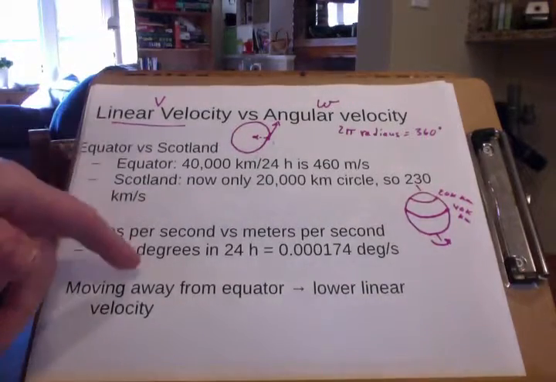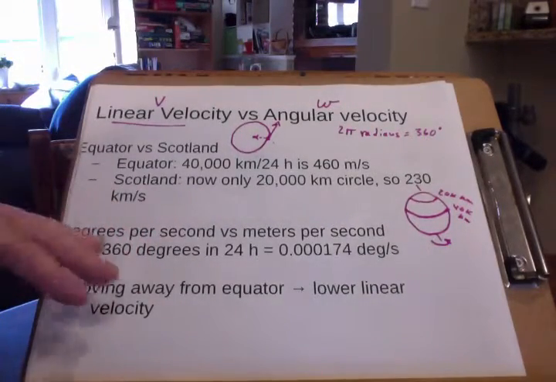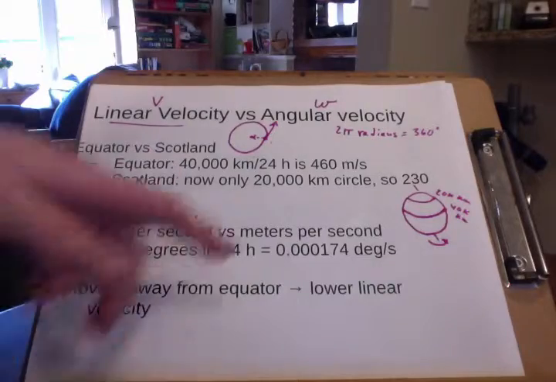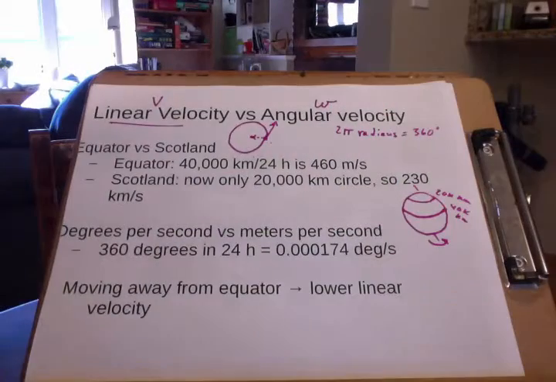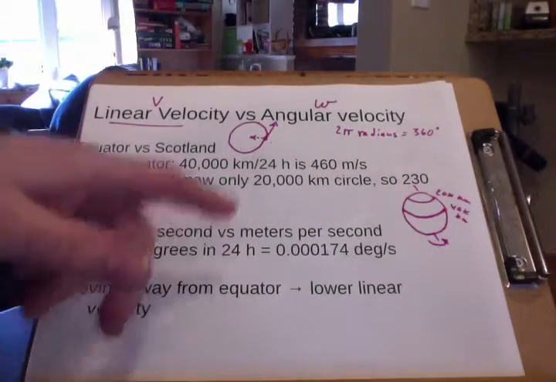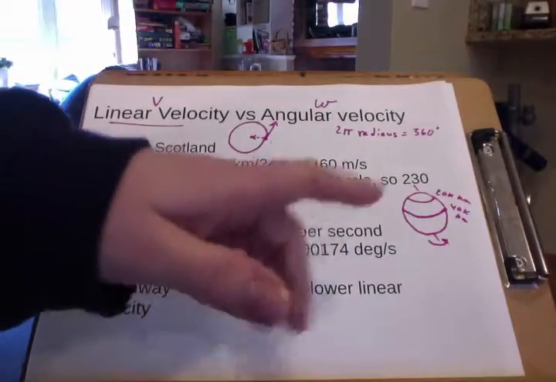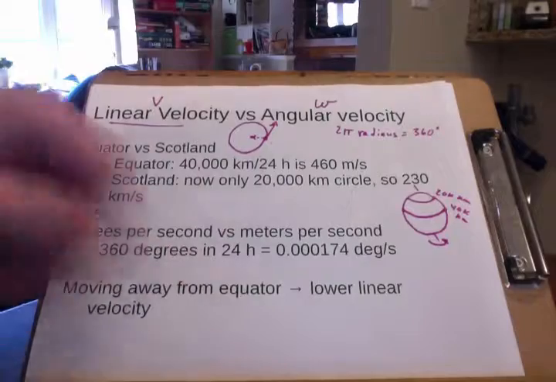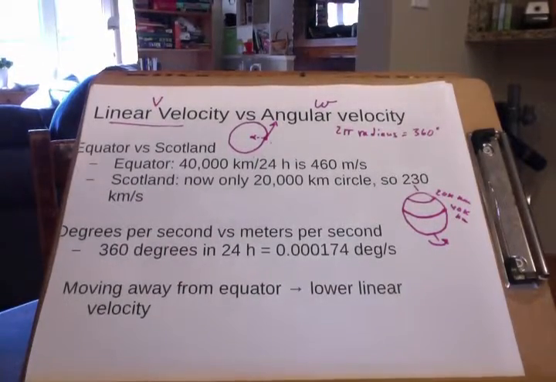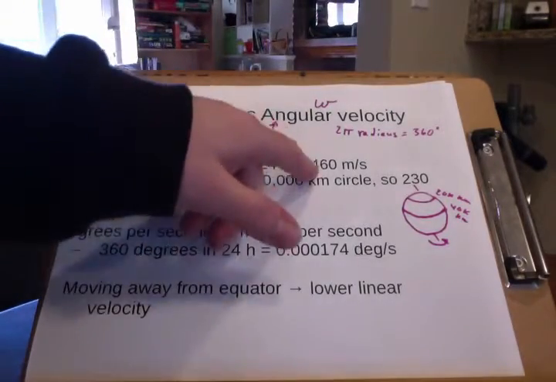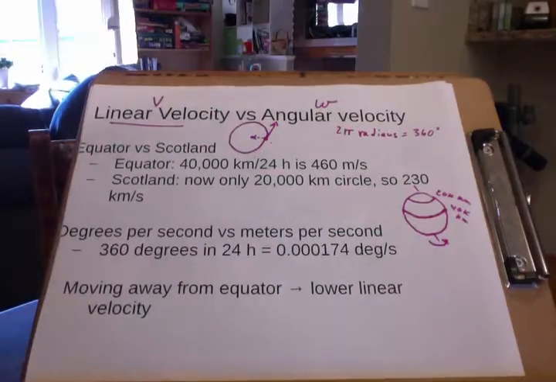In both cases, they're traversing 360 degrees, one full revolution in 24 hours. They both have an angular velocity of 0.000174 degrees per second, but their linear velocities are very different.